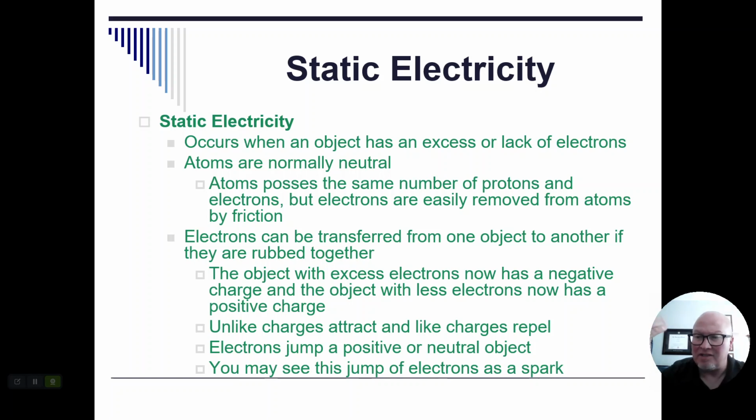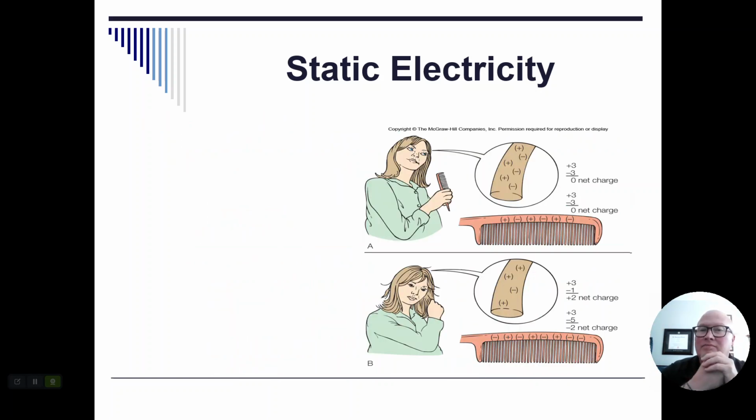Lightning essentially is static electricity. But you get the same thing, especially in the wintertime, when you comb your hair. If you comb, now obviously I don't have this issue, but when you comb your hair, you're rubbing electrons off of your hair onto your comb. When that happens, you can create static electricity and cause your hair to stand up. Or if you took a balloon and rubbed it on somebody's hair, you can create static electricity that way.